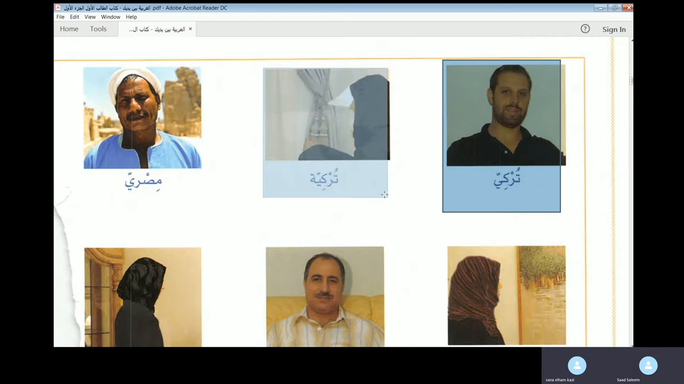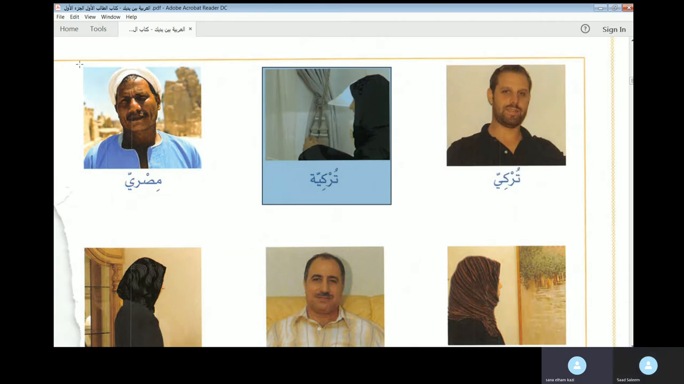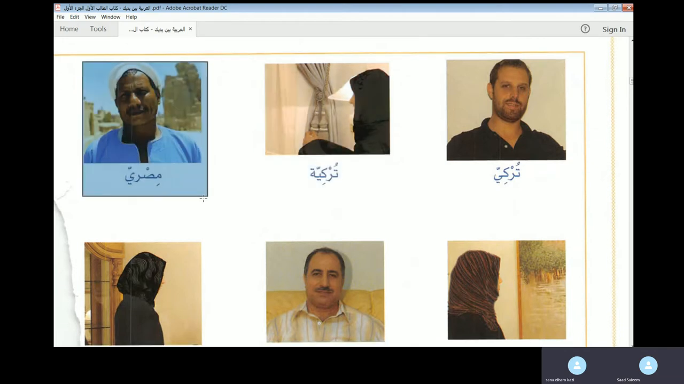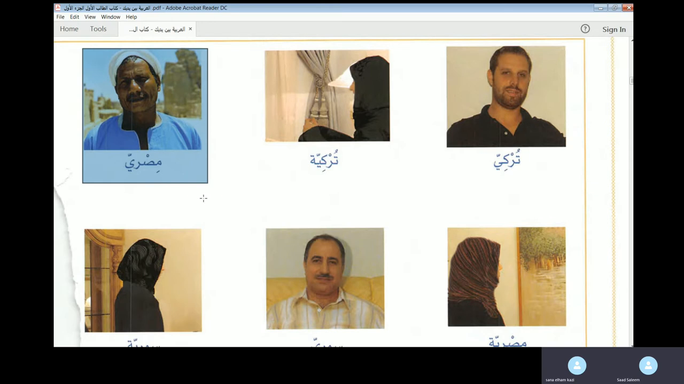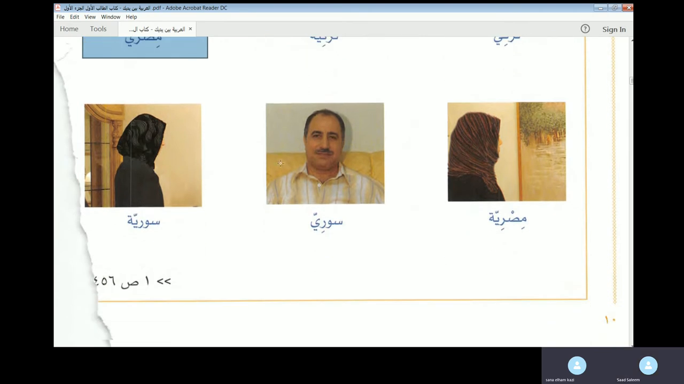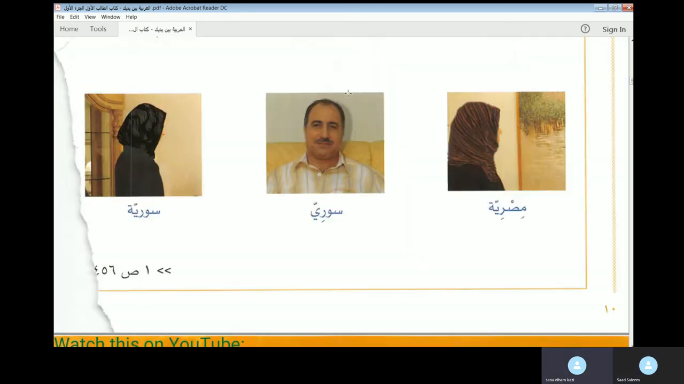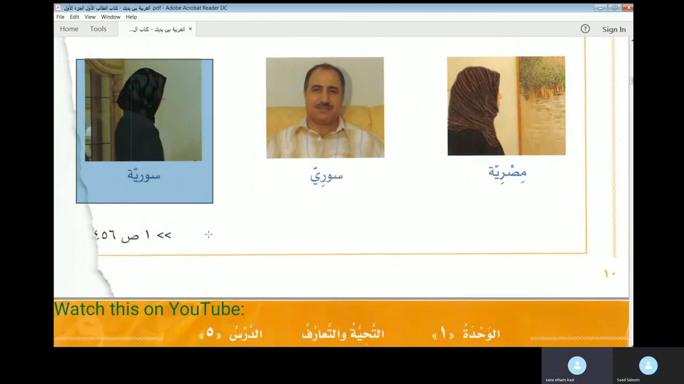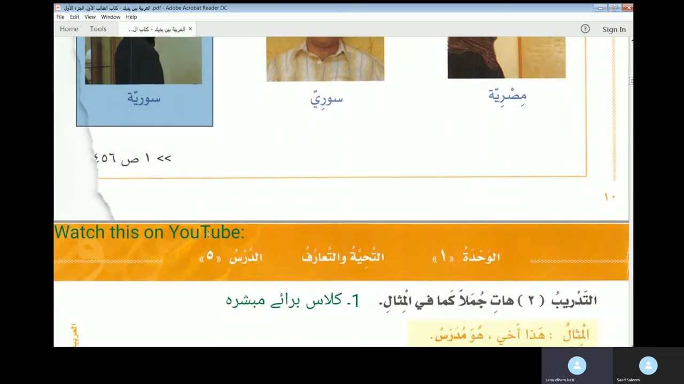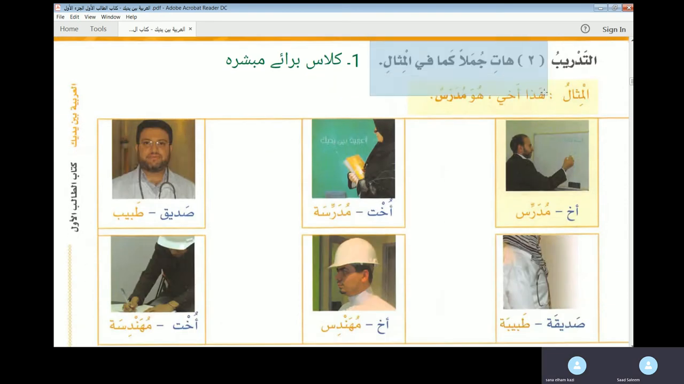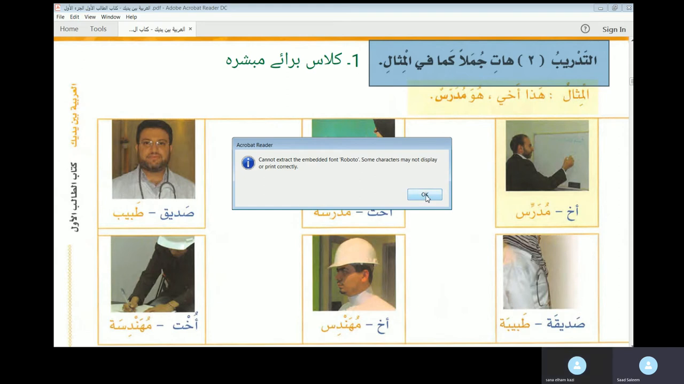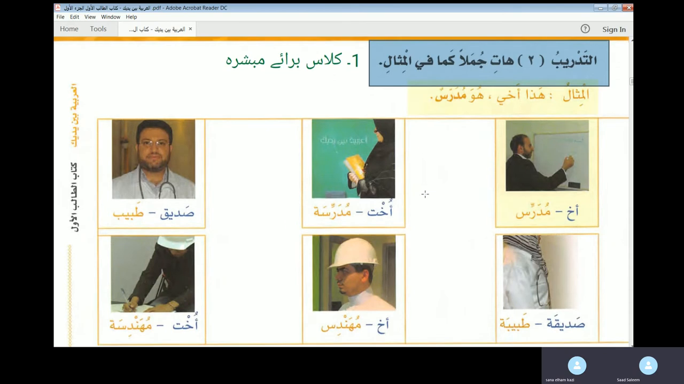Hal anta Turki? Naam, ana Turki. Hal anti Turkiyyah? Naam, ana Turkiyyah. Hal anta Misri? Naam, ana Misri. Hal anti Misriyyah? Naam, ana Misriyyah. Hal anti Suriyyah? Naam, ana Suriyyah. So instead of Suriyyatun you can just say Suriyyah. Yes, Suriyyah is enough and better. Usually in Arabic we don't use the vowel at the end of sentences.